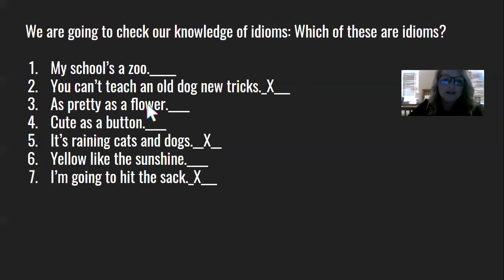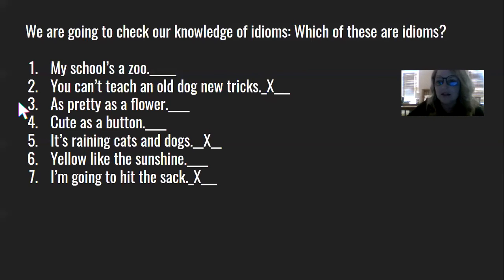Number 2, you can't teach an old dog new tricks. That is an idiom. We have an X there. So what that phrase is saying is, are we actually trying to teach a dog tricks when we say that? Are we talking about a literal dog learning tricks? No, we're talking just about people that maybe are set in their ways, or they have a certain way they like to do things. You can't teach them how to do something in a different way. So when people say that, they're not meaning dogs. They're not talking about dogs and teaching them tricks. So that's an example of an idiom.